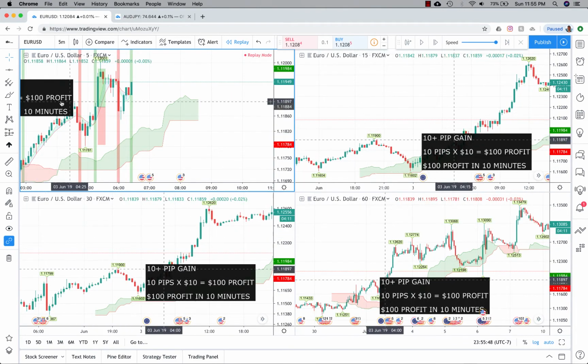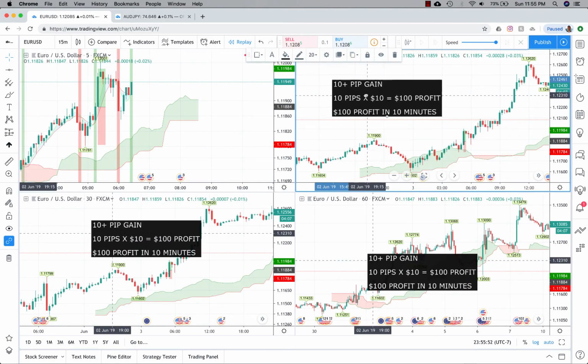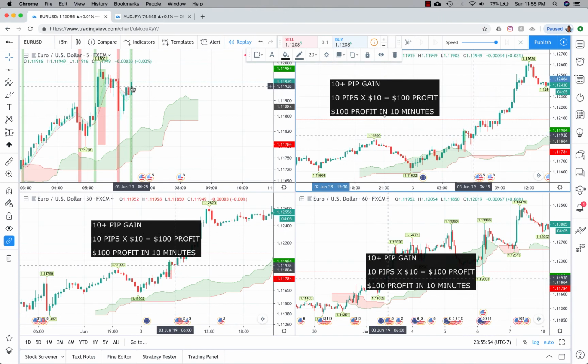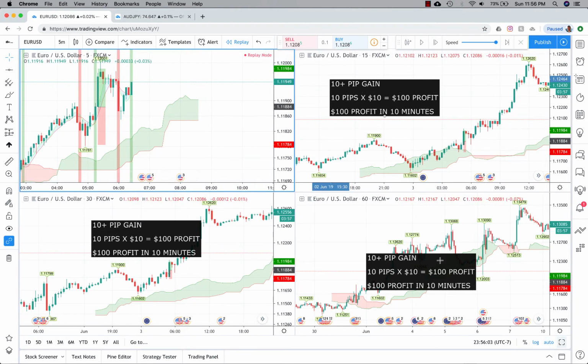You can't really see it here, but if you look at the crosshairs, it's above the cloud there. Move this over a little bit. Yeah, so it's above the cloud there. It's above the cloud on the 30-minute. It's above the cloud on the 1 hour. So this gives us the green light to take a buy position.